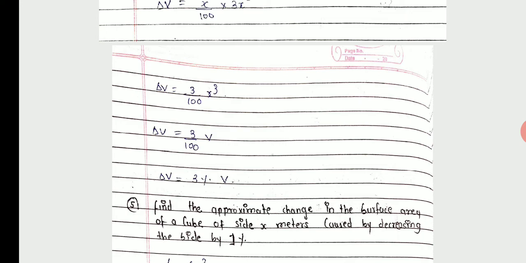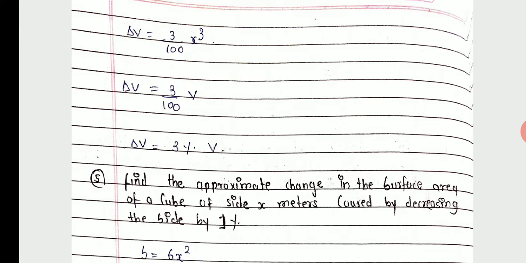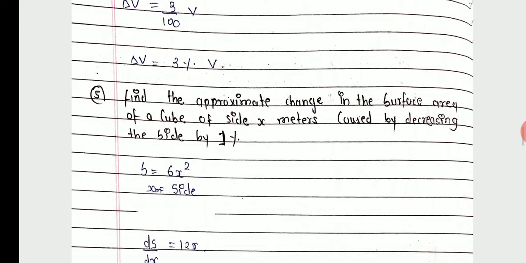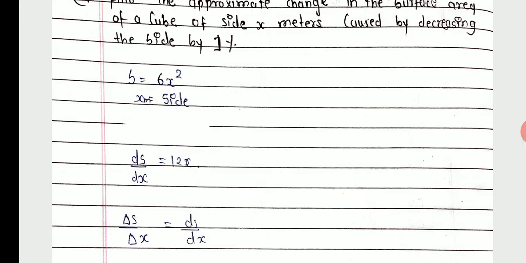Now question 5. Find the approximate change in the surface area of a cube of side x meter caused by decreasing the side by 1%. Now what is the surface area of a cube? A cube has 6 faces and each face has area x². That means S = 6x². Now dS/dx will be 12x. Then ΔS upon Δx equals dS/dx.